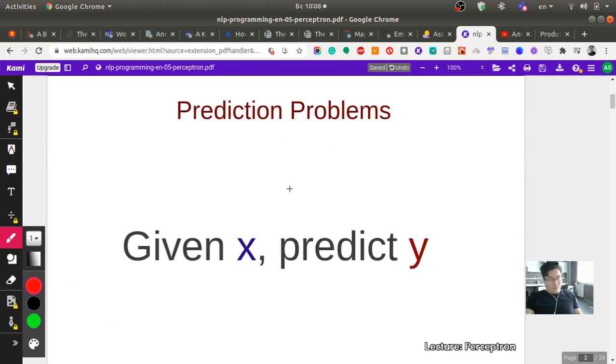So the prediction problem is a type of classical machine learning problem where you are given x, some data, some features, and you should predict y. For example, in images, you are given pixels and you should predict y. In text, you are given words, a sequence of characters, and you should predict something, for example whether it is positive or negative.